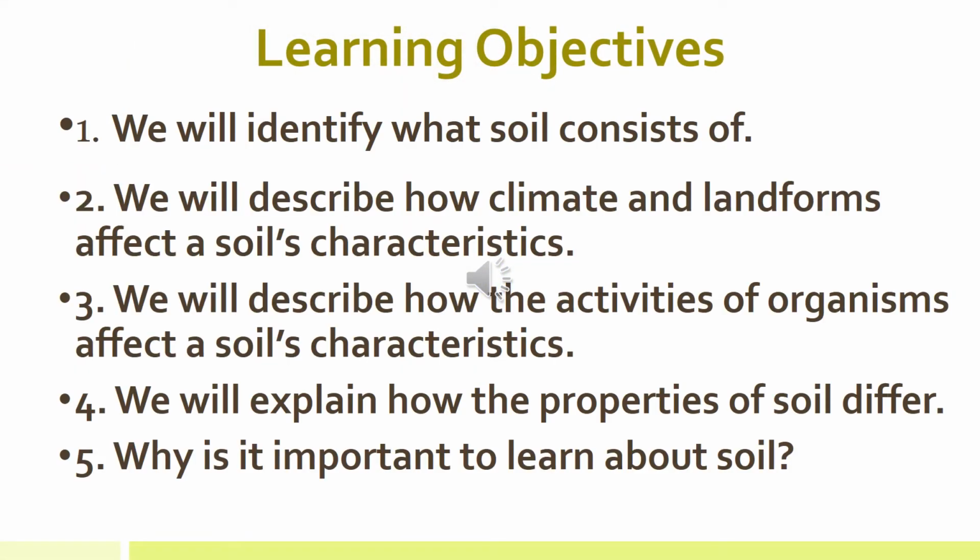The first thing that we're going to talk about is the objectives. While you are watching this video, there are a few things that we are going to be learning. We will identify what soil consists of, meaning its composition, what it's made of. We will describe how climate and landforms affect soil's characteristics. We will also describe the activities of organisms and how they affect the soil's characteristics. We will then explain how the properties of soil differ from one point to the other, and we'll explain why it is important to learn about soil.